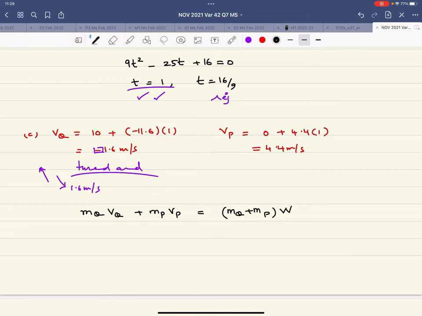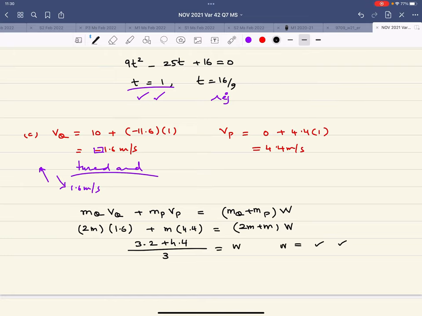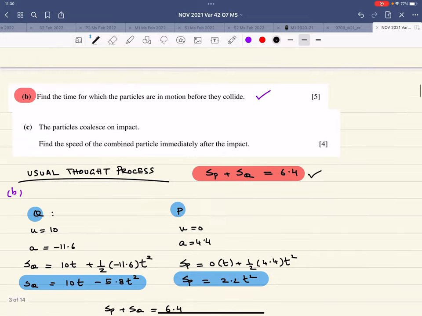So this is 2M into 1.6, and this is M into 4.4. This equals 2M plus M into W. Again, the M disappears. So this is 3.2 plus 4.4, divided by 3. Therefore, this is W and you will find the value of W. So this is the working for this part.